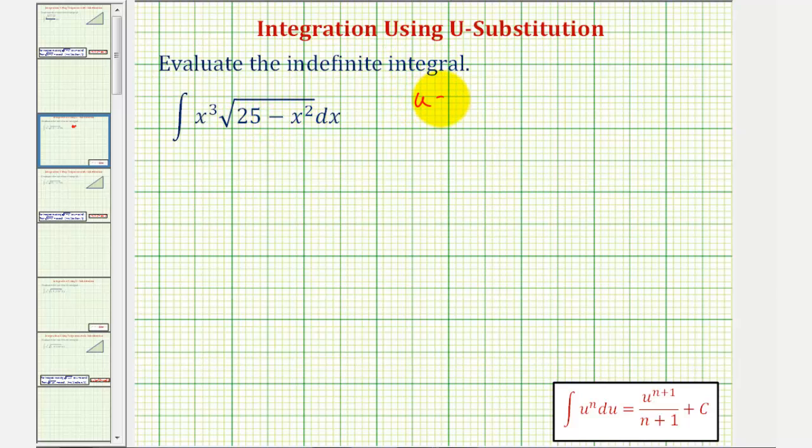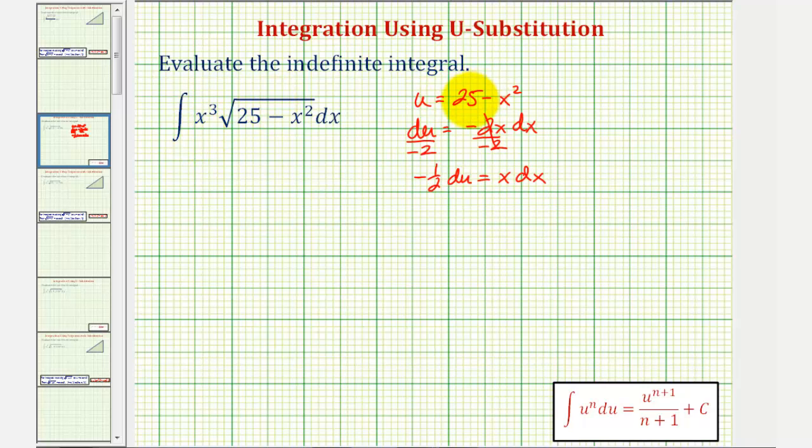We'll let u equal the radicand of 25 minus x squared. So if we let u equal 25 minus x squared, notice that differential u would be equal to negative 2x dx. So if we divide both sides by negative 2, we can say that negative 1/2 differential u equals x dx. Now there's a slight problem here. Notice how we have x cubed dx, not x dx. So this x here will take care of one factor of x, but we'll still have a factor of x squared.